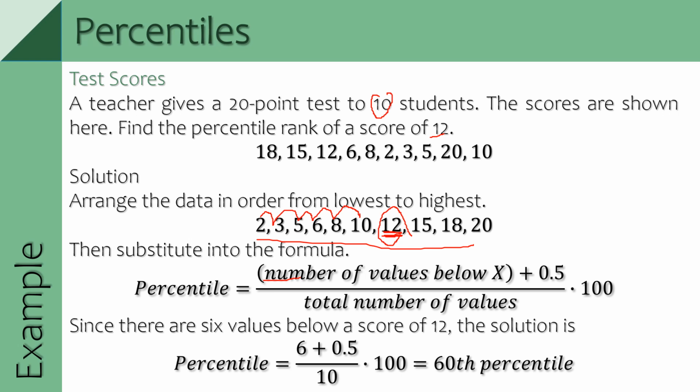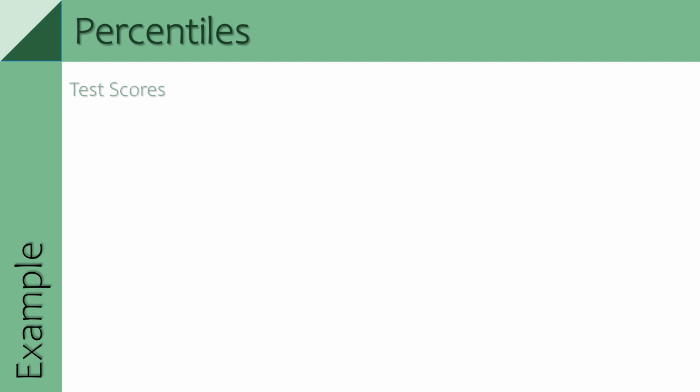Ibig sabihin, wala sa 12, okay, 60% rather. Okay, mula sa 12 pataas, yun yung nag-did better. 60% of the class did better, having the score of 12. Okay, another example.